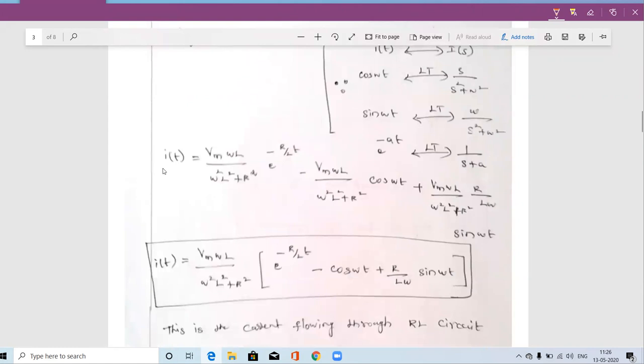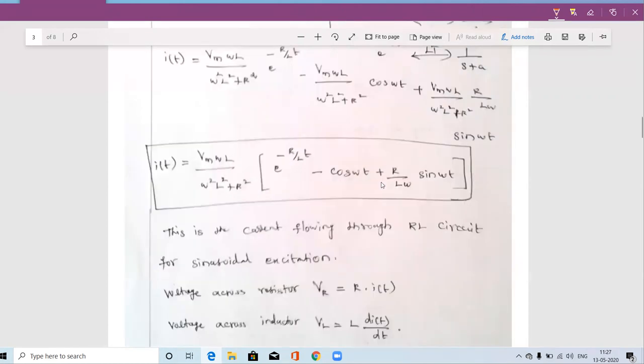Okay. Now in this total thing, which one is constant? In the three terms, the Vm omega by omega squared L squared plus R squared is a constant. You take this constant outside and you write it like this, right? So this is the current flowing through the RL circuit for sinusoidal excitation.